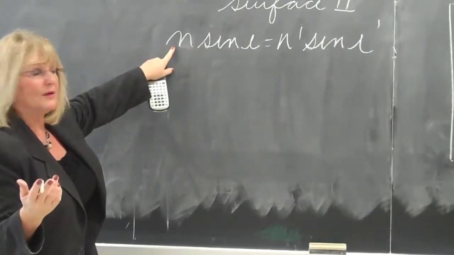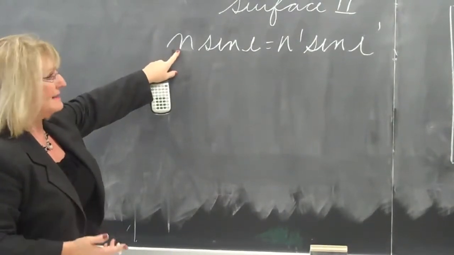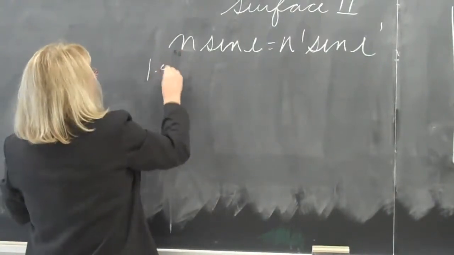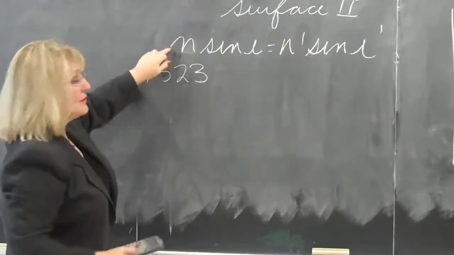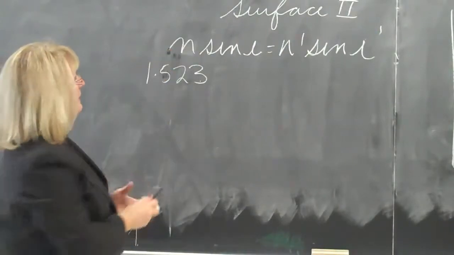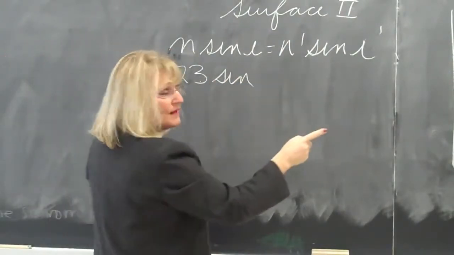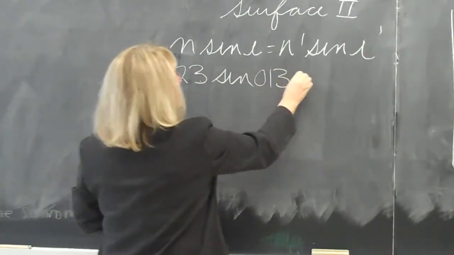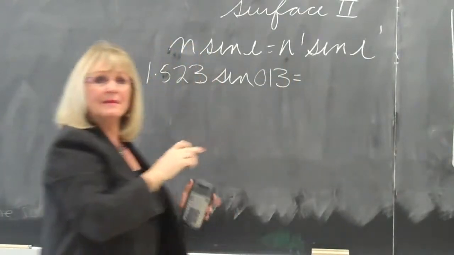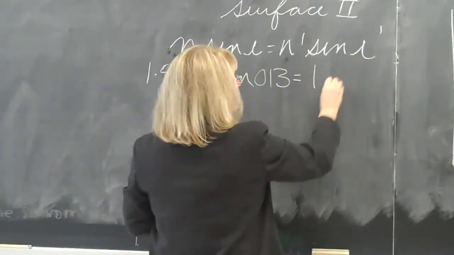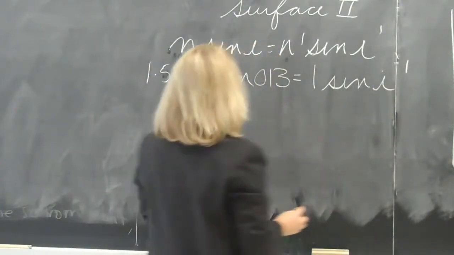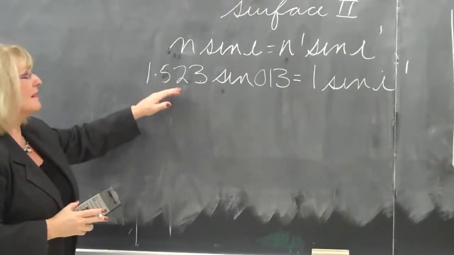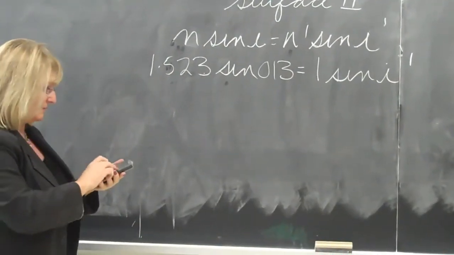Where an error usually occurs, if you're going to make one, is you forget you are inside the parallel-sided block made out of crown glass. So the first n stands for where you are, which is the 1.523. Then obviously sine, and we know it's 13 degrees because it is a parallel-sided block. Sine of 13 equals, the n prime this time is you're going back out into air, so it's 1 sine I primed. So we have to calculate the sine of 13, and then multiply it by the refractive index 1.523.